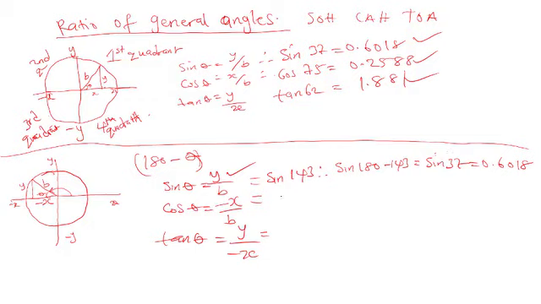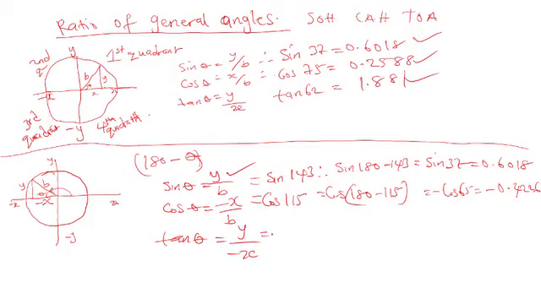Now if you have cos, let's say cos 115, it's equal to the cosine of 180 minus 115, which is the same thing as minus the cosine of 65. So we now have minus 0.4226.